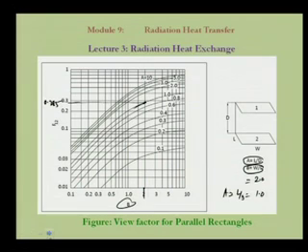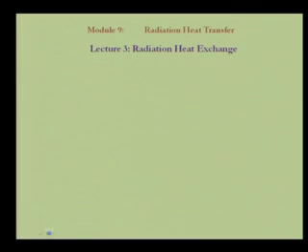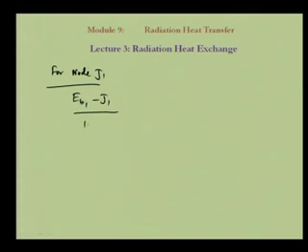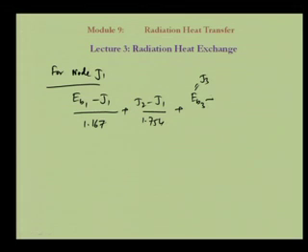Now, we have to go for the analysis for the node. For node J1, all the currents coming on node J1: (EB1 minus J1) by the resistance, this is driving force by the resistance 1.167, plus (J2 minus J1) by 1.754, plus (EB3, that is equal to J3, because it is a large room, minus J1) by 0.7, and this has to be equal to 0.